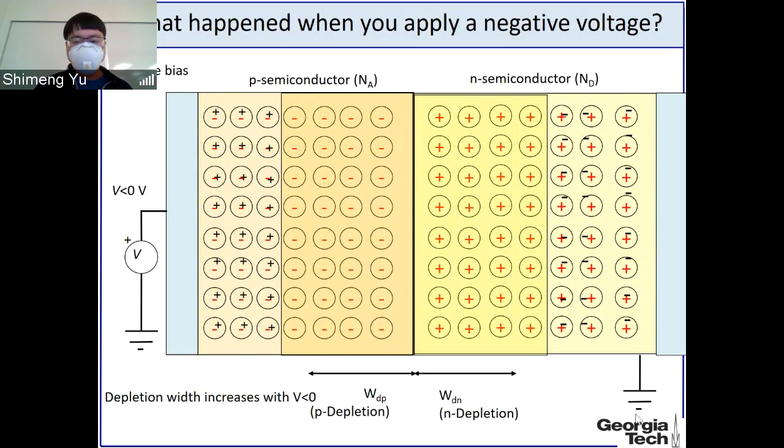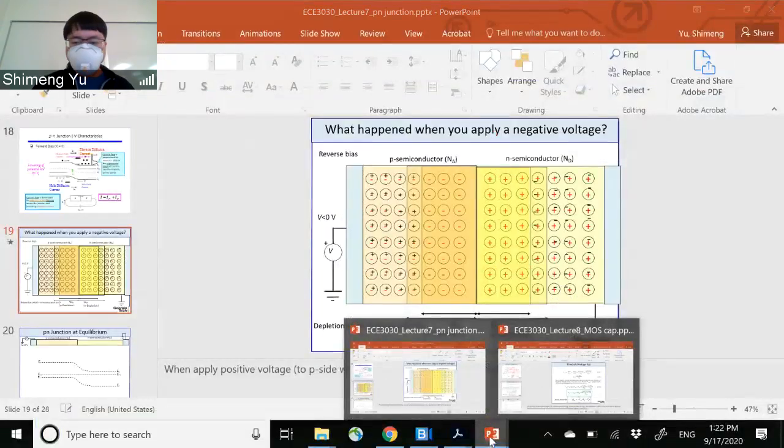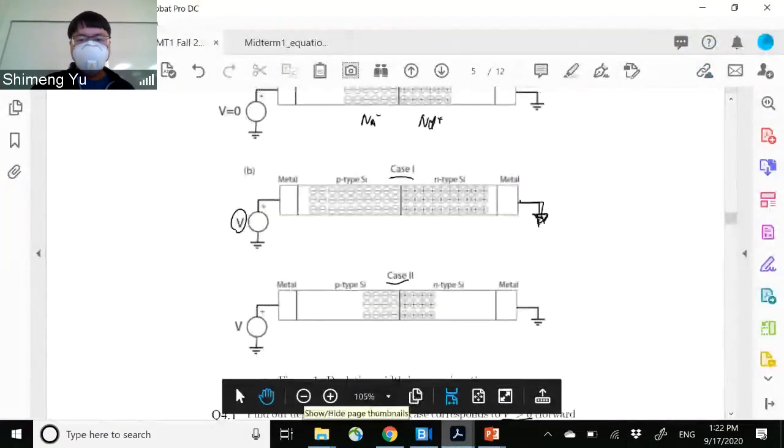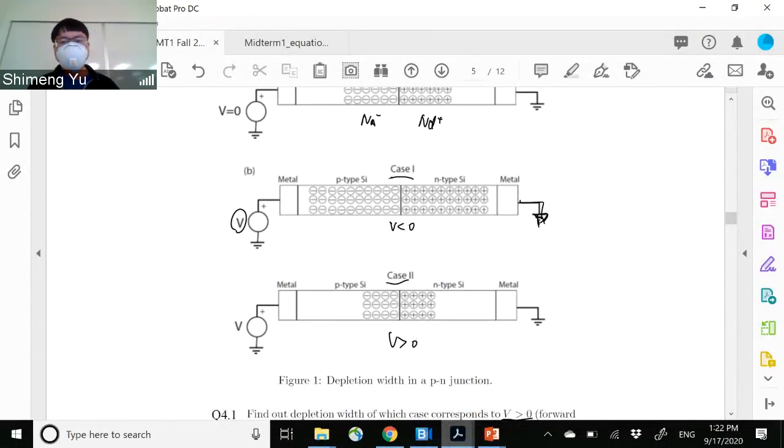So if you go back to the question here, then you can tell this one is negative and this one is positive.